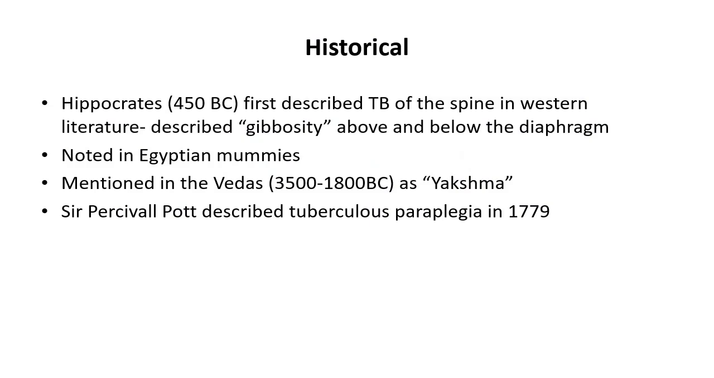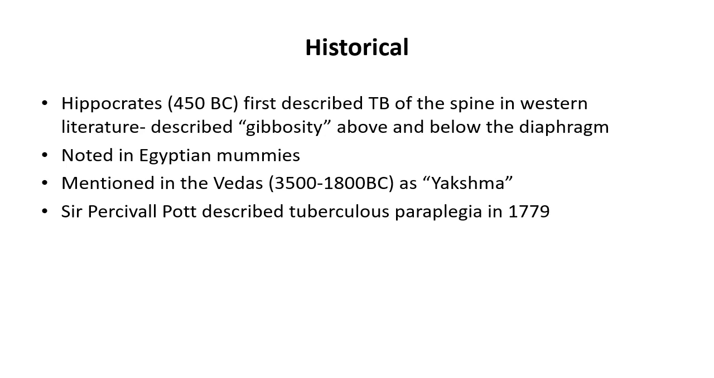Hippocrates in 450 BC is credited with the first Western description of TB of the spine, and he described gibbosity above and below the diaphragm. However, TB has been known to be in existence as an infectious disease as far back as 4000 BC, with features of spinal tuberculosis having been noted in Egyptian mummies dating back to that period. The Greco-Roman civilization recognized the condition as phthisis or consumption.